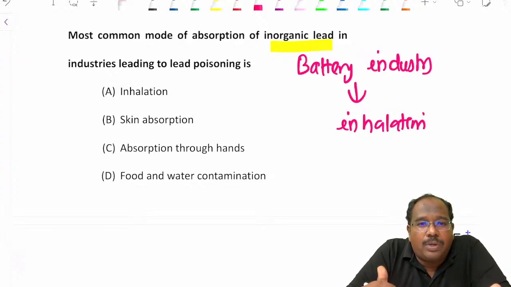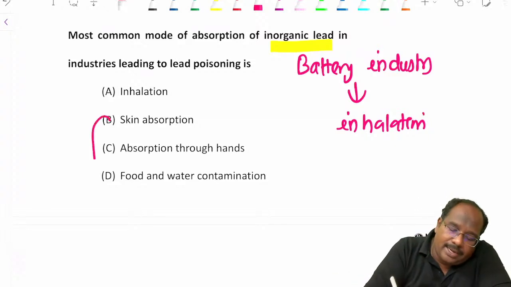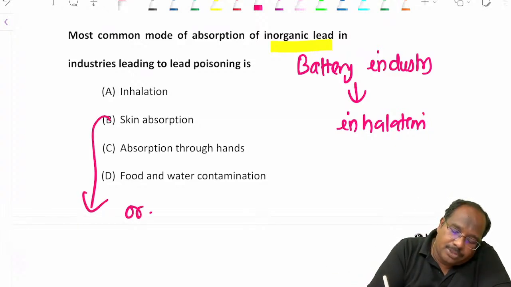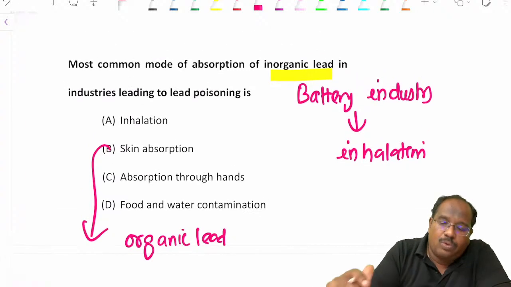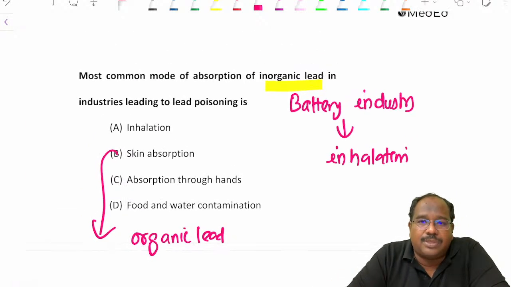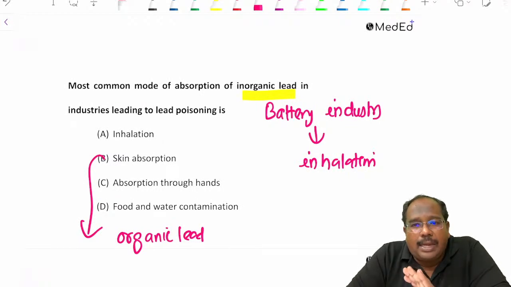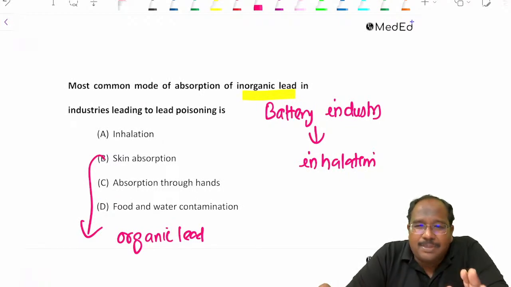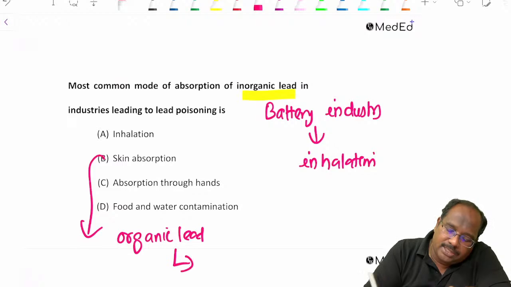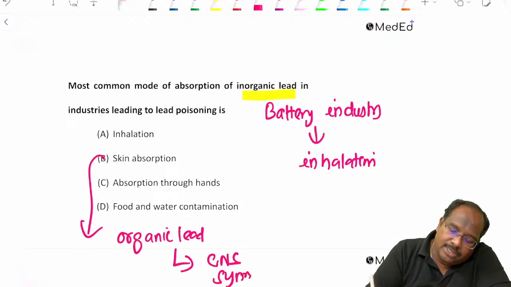Fine. What about organic lead? Organic lead is most commonly absorbed through the skin. Organic lead is mostly skin absorption. And what symptoms can it cause? It can cause CNS symptoms.